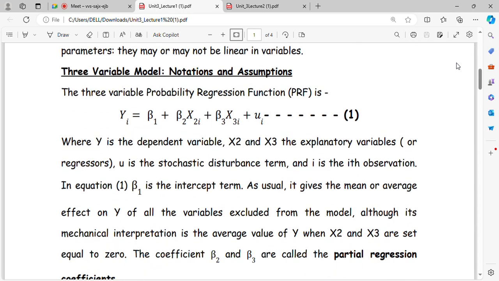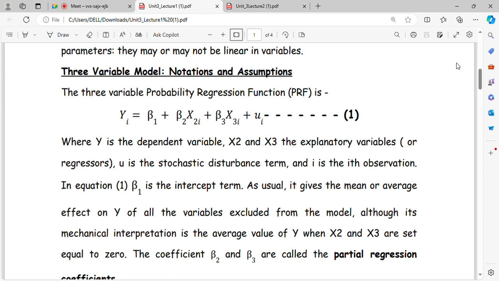Obviously in equation 1, beta 1 টা obviously intercept parameter. Basically intercept parameter কি দেখায় না, it gives the mean or average effect on y of all the variables excluded from the model. x1, x2 এগুলোকে বাদ দিয়ে y এর উপরে mean effect. Although its mechanical interpretation is the average value of y when x2 and x3 are set equal to 0.